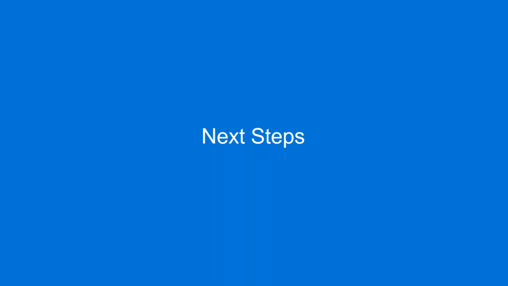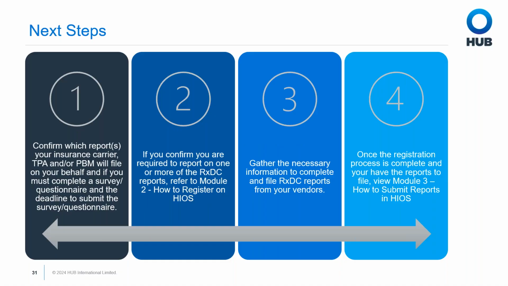Now that we've completed the P2 D1, what would be our next steps? Our next steps are, if you have finalized the completion of the carrier questionnaire, proceed to submit it by the deadline the carrier has noted. If you're self-funded or level funded, your TPA or PBM will receive your questionnaire and file on your behalf. Now, if you have been informed that your TPA or PBM will not be filing on your behalf, consider registering on HIOS to file on your own, or consider contracting with a third-party vendor to complete those filings on your behalf.